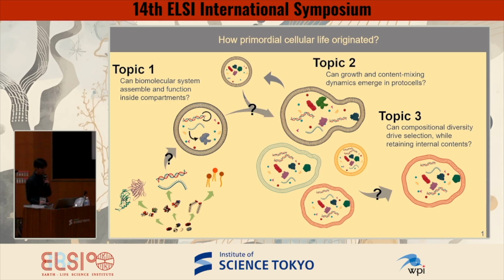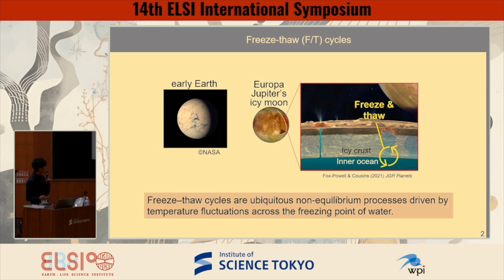And the next question is about what kind of environment will support all of these three processes. Because when it comes to processes that don't have sophisticated machinery, it's necessary to interact with the environment to drive these processes. So what environment? Here we focus on the freezing-thawing environment.